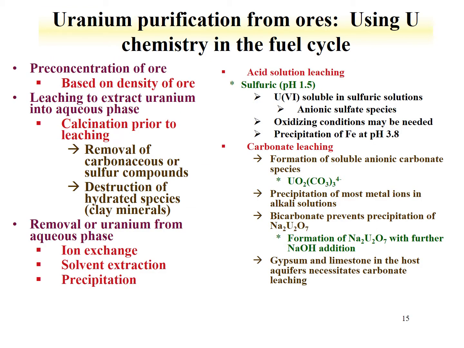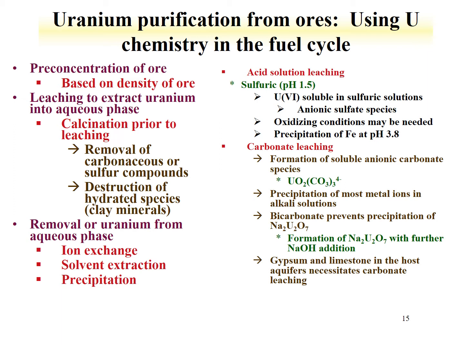The uranium chemistry we've just described can be used for separating uranium from ores and making compounds of use to the fuel cycle. So we'll explore this, and we'll start off with the obvious location, separating uranium from ore. The initial separation or concentration of the ore is just based upon density. Then once you have a phase of ore with a relatively high concentration of uranium, the uranium can be leached into an aqueous phase. Once in an aqueous phase, the uranium can be removed from other metal ions by ion exchange, solvent extraction, or precipitation.